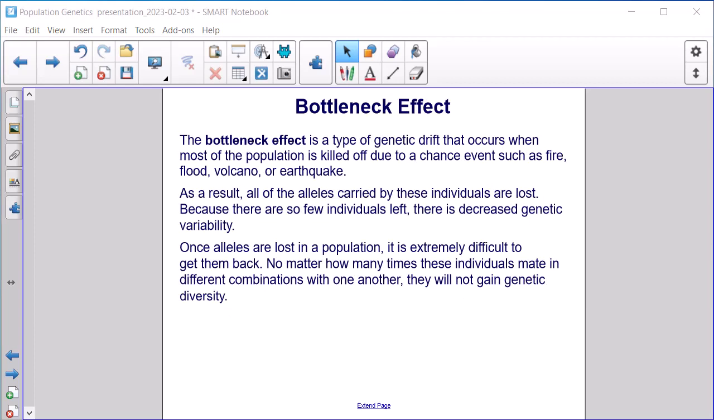The bottleneck effect is a type of genetic drift that occurs when most of the population is killed off due to a chance event such as a fire, flood, volcano, or earthquake. As a result, all of the alleles carried by these individuals are lost. Because there are so few individuals left, there is decreased genetic variability. Once alleles are lost in a population, it is extremely difficult to get them back. No matter how many times these individuals mate in different combinations with one another, they will not gain genetic diversity.